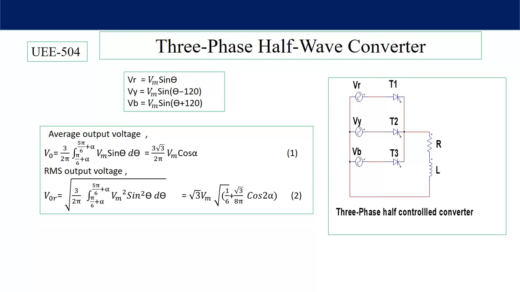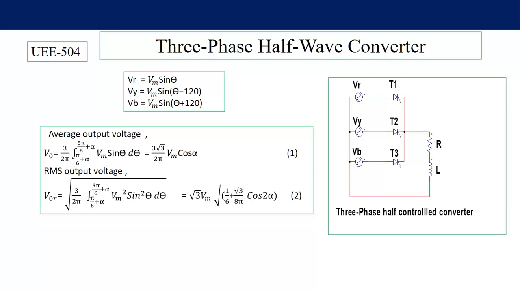Then the RMS output voltage, likewise we will find, is equal to the square root of 1 by 2 pi, then for 3 pulses multiplied by 3, range of integration pi by 6 plus alpha to 5 pi by 6 plus alpha, Vm square sin square theta d theta, which gives root 3 Vm square root of 1 by 6 plus root 3 by 8 pi cos of 2 alpha. So by varying the firing angle alpha, we can vary our average output voltage as well as RMS output voltage.